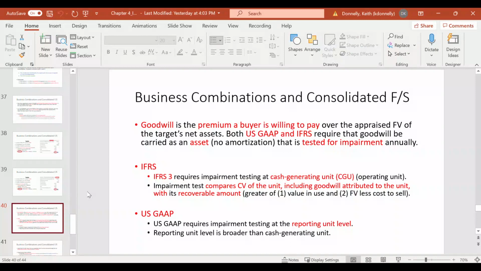So as we discussed indirectly here, goodwill is the premium a buyer is willing to pay over the appraised fair value of the target's net assets. Both GAAP and IFRS require goodwill to be carried as an asset that's tested for impairment annually. Now, how they test impairment is a little bit different. Under IFRS, they look at the cash generating unit, a type of operating unit level, whereas under US GAAP, they look at the reporting unit level, which is a broader term than CGU.